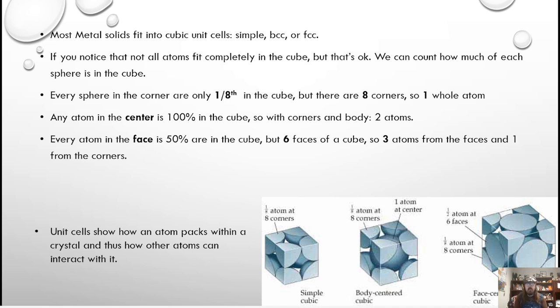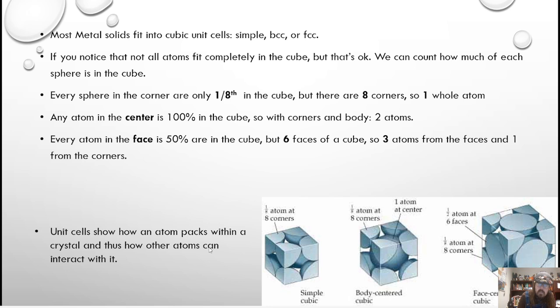And of course, in the face-centered cubic, the atoms are cleaved in half by the face. So that means the cube that goes on top of this would contain the other 50% of this atom. The cube in front of this would contain the other 50% of this atom. So each atom on a face in a face-centered cubic is only half an atom, but since there are 6 faces, they add up to 3 atoms. And since there are 3 atoms from the faces and 1 atom from the corners, we're looking at 4 total atoms.